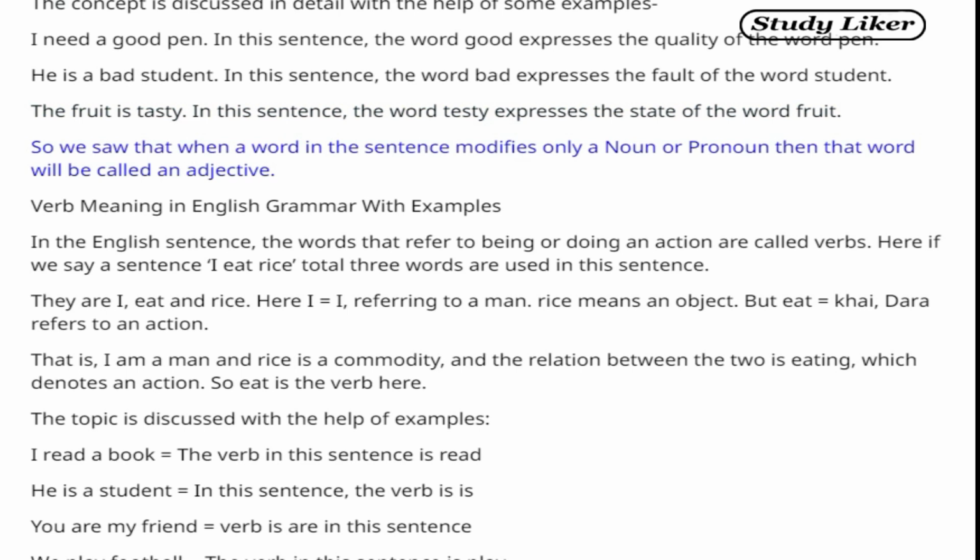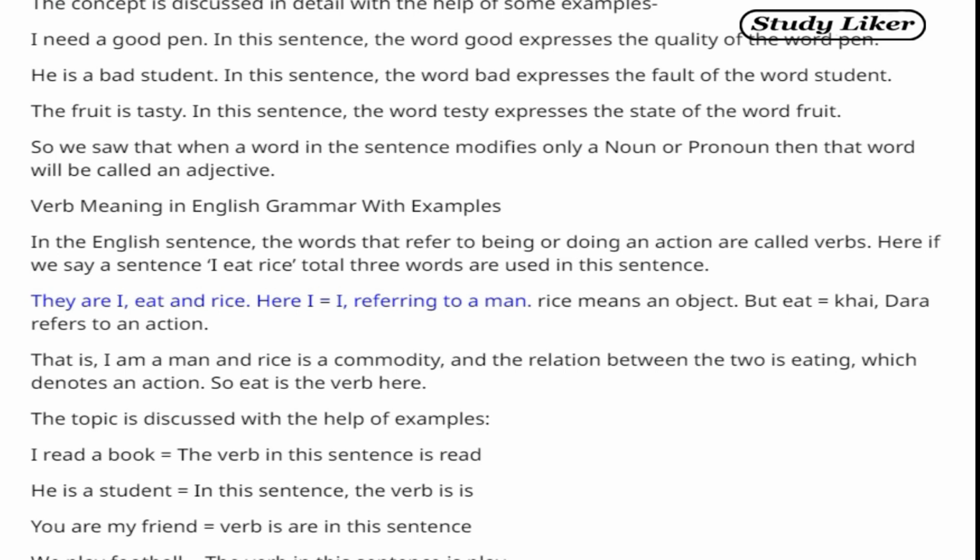So we saw that when a word in the sentence modifies only a noun or pronoun, then that word will be called an adjective. Verb meaning in English grammar with examples. In the English sentence, the words that refer to being or doing an action are called verbs. Here if we say a sentence I eat rice, total 3 words are used in the sentence. They are I, eat and rice.